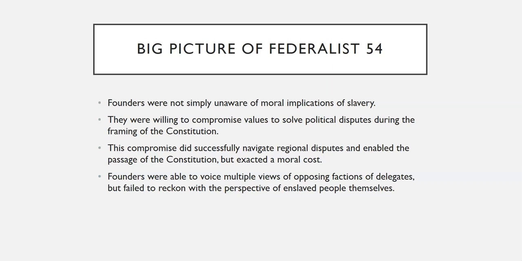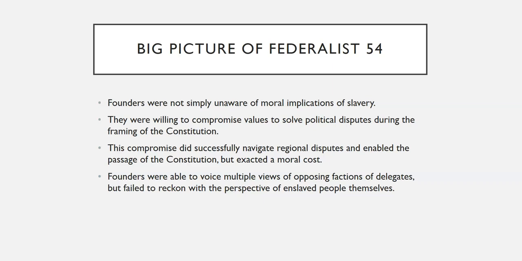They were willing to compromise principles of liberty in order to solve this political dispute between the regional factions at the Constitutional Convention. We know that this Three-Fifths Compromise about how to count the enslaved population did successfully navigate these disputes. It did allow the two factions to get together and agree to pass the Constitution. So it worked in, you might say, a political sense. But it exacted a huge moral cost, because now we have this historical record of how this Three-Fifths Compromise was entered into the Constitution. It basically meant that there was an acknowledgement, a tacit protection of the institution of slavery, and that, again, as we've already said, the effect is that the full humanity of enslaved people was not acknowledged.